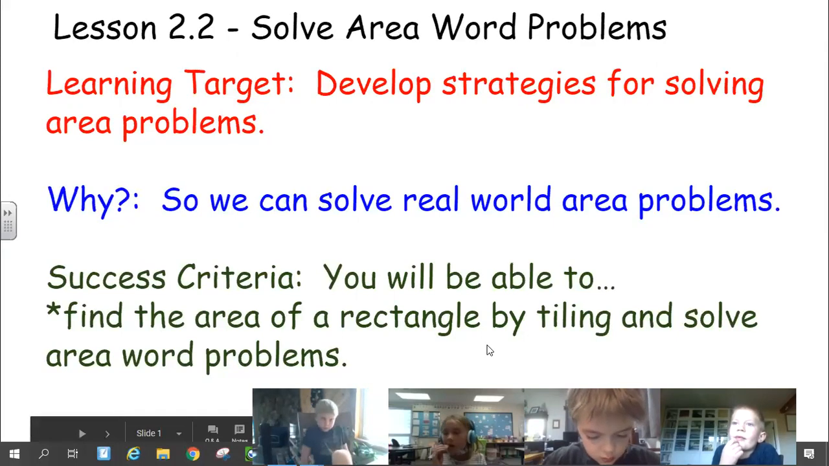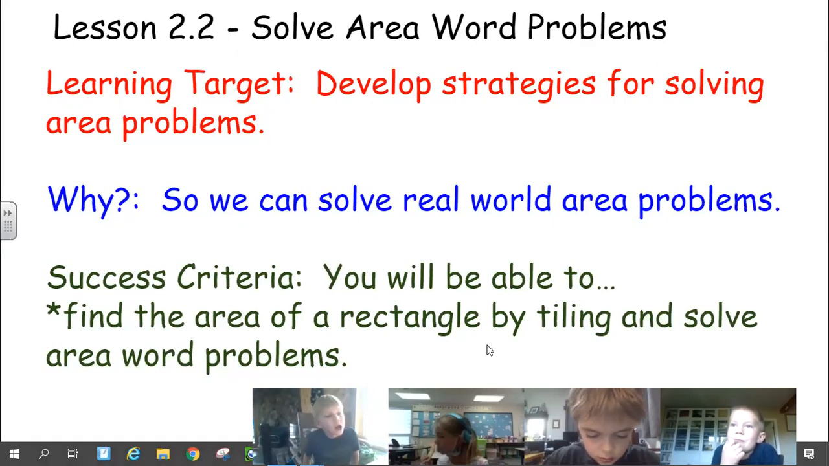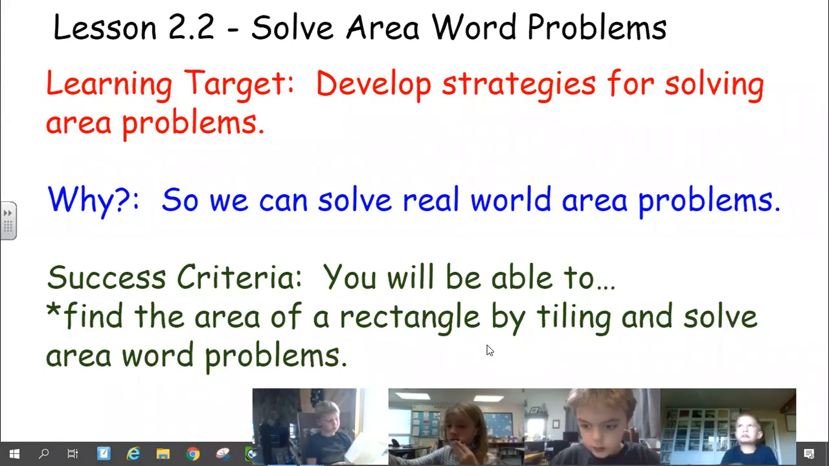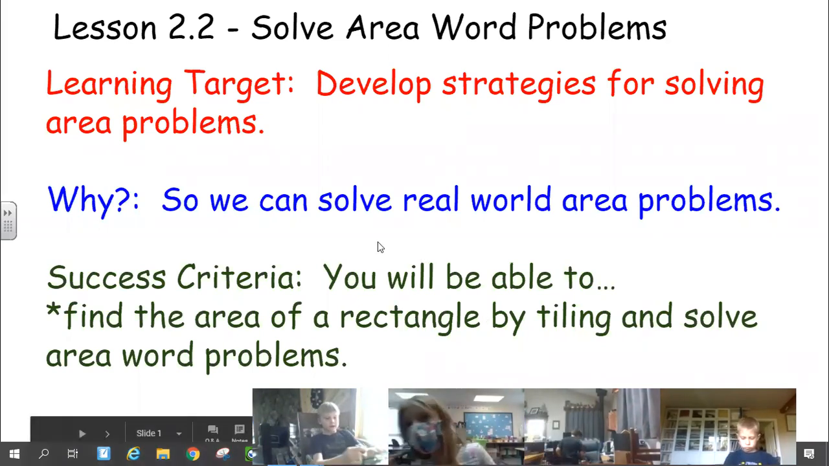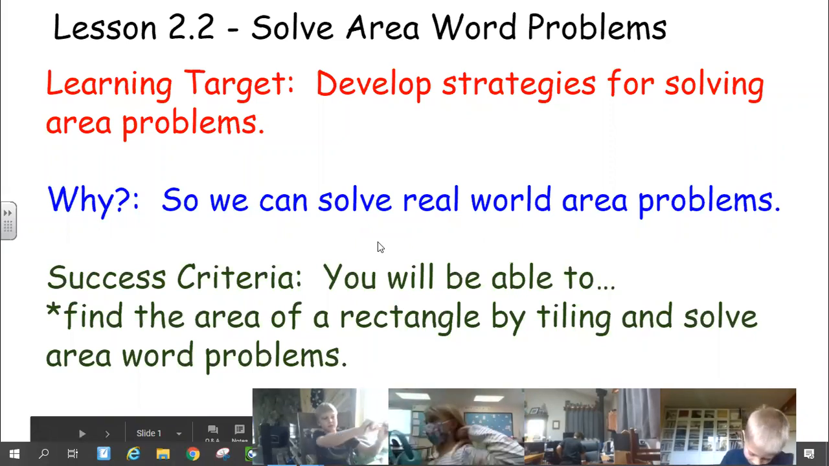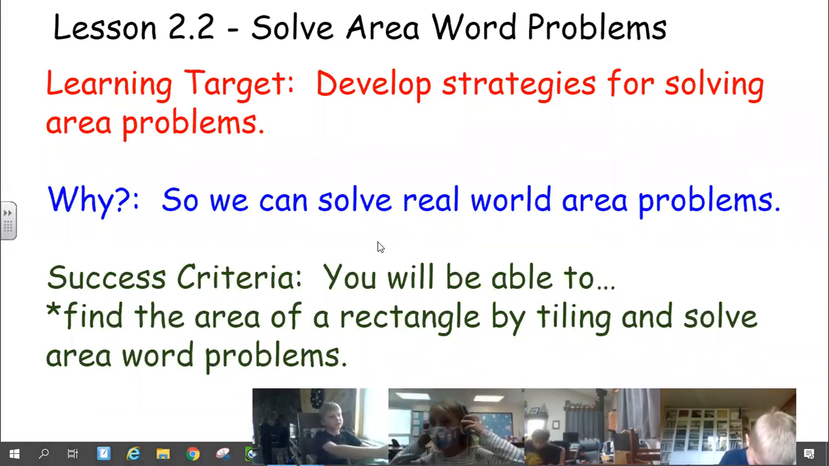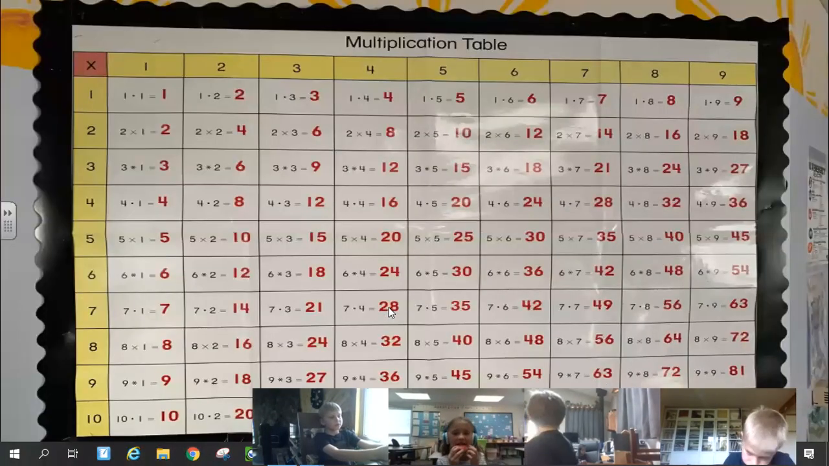The space inside. Thinking about a house, if you were a builder, you were working for Home Depot, you would be dealing with area a lot when you're selling tile and carpet and wood flooring, because you need to know how much space there is in a room that you need to cover. So we're going to try to solve some real world area problems today, and this is a strategy that you'll need to know as well. You will be able to find the area of a rectangle. We're going to look at rectangles by tiling and solving area word problems.